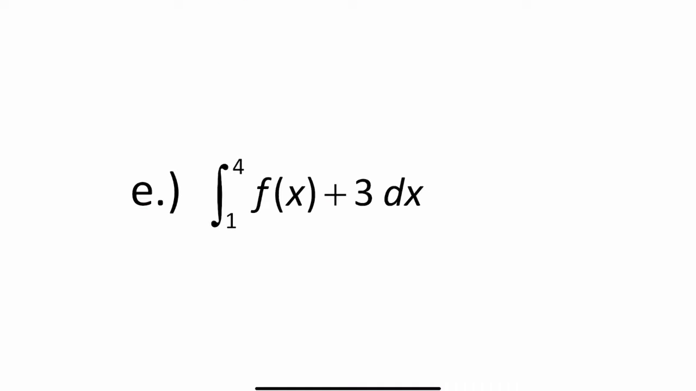Finally, we have the integral from 1 to 4 of f of x plus 3 dx. Once again, we need to be careful with this. You can't just evaluate the area between 1 and 4 and then add 3 at the end of it. Instead, consider what f of x plus 3 really means. You might remember from algebra that if you add or subtract a value at the end of a function, this is a vertical translation. So adding 3 to f of x literally moves the whole function up 3 units.